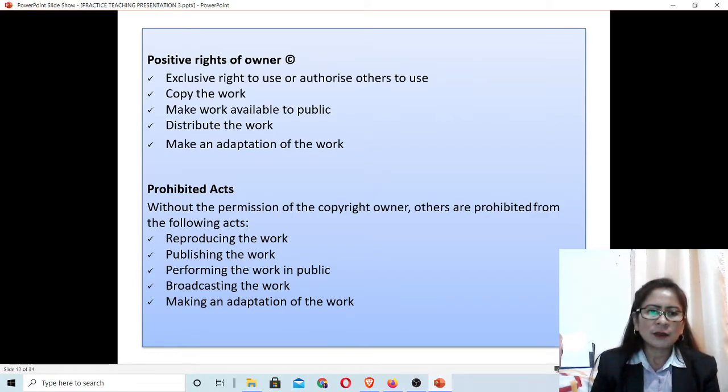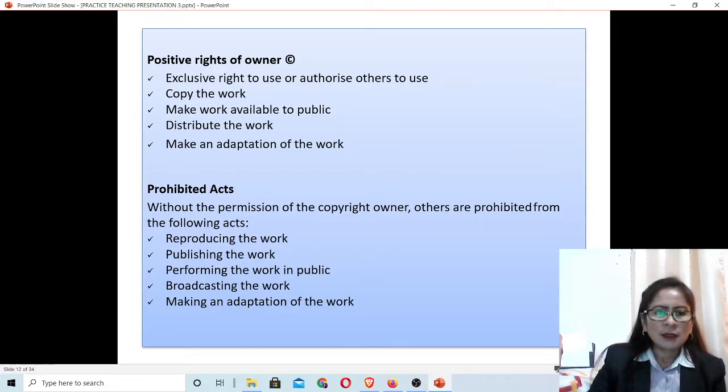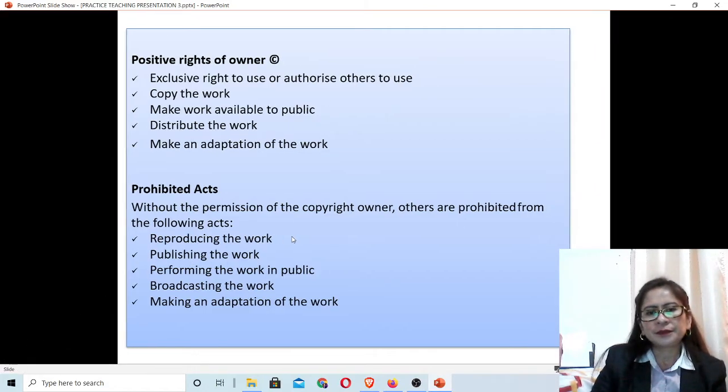Prohibited acts. Without the permission of the copyright owner, others are prohibited from the following acts: reproducing the work, publishing the work, performing the work in public, or broadcasting the work, making an adaptation of the work. These are the prohibited acts.